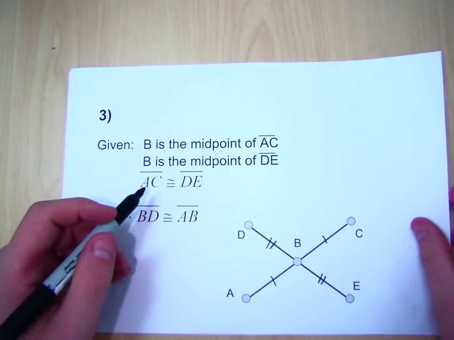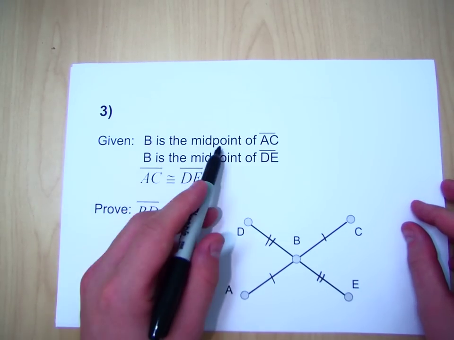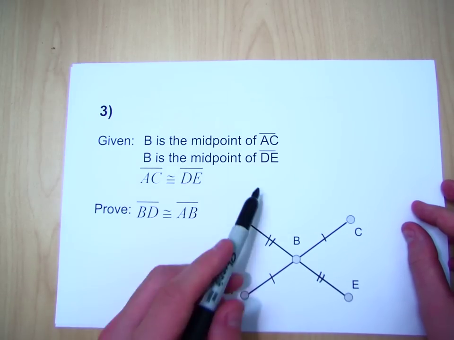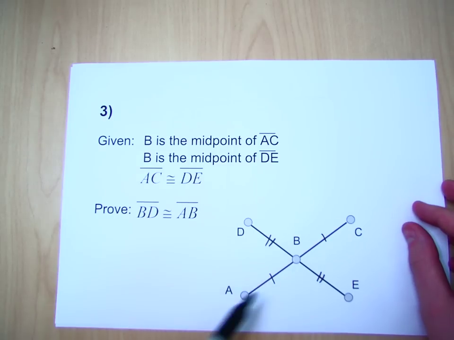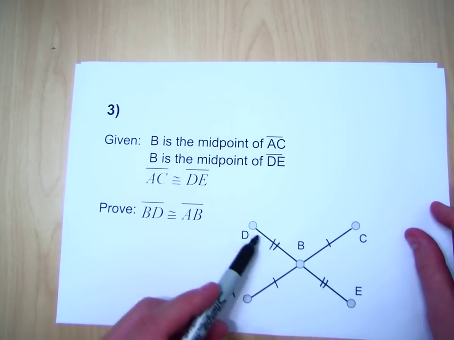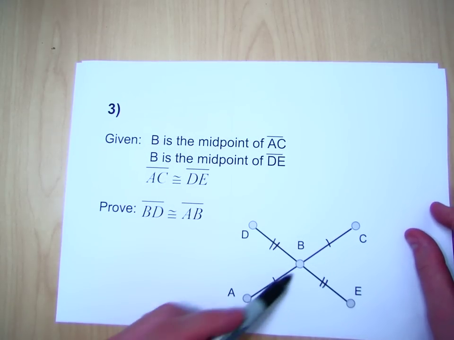All right, here we have a proof, which basically says that B is the midpoint of AC, which means that these two segments have to be congruent if B is the midpoint. Similarly, we know that B is the midpoint of DE, which means these two segments have to be congruent. So let's take a look at how to solve this. They ultimately want me to get that BD is congruent to AB, these two little segments.